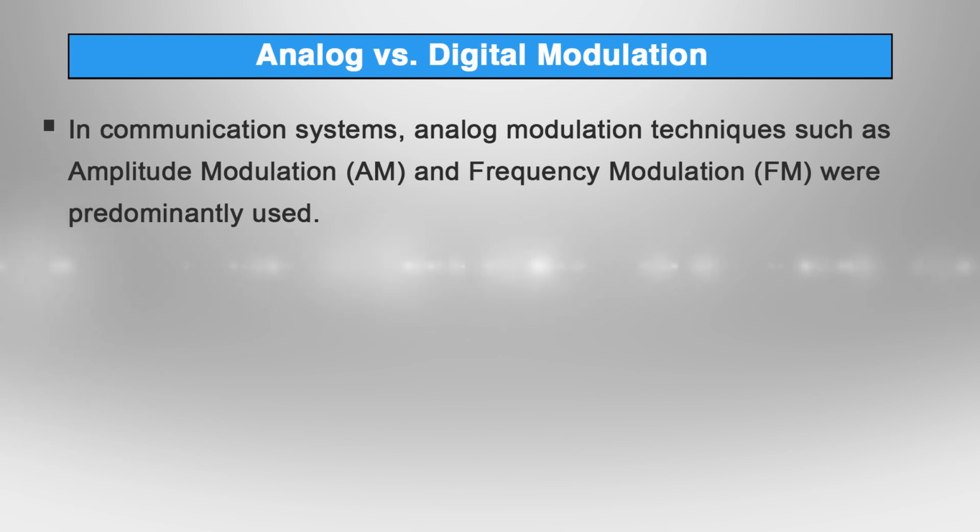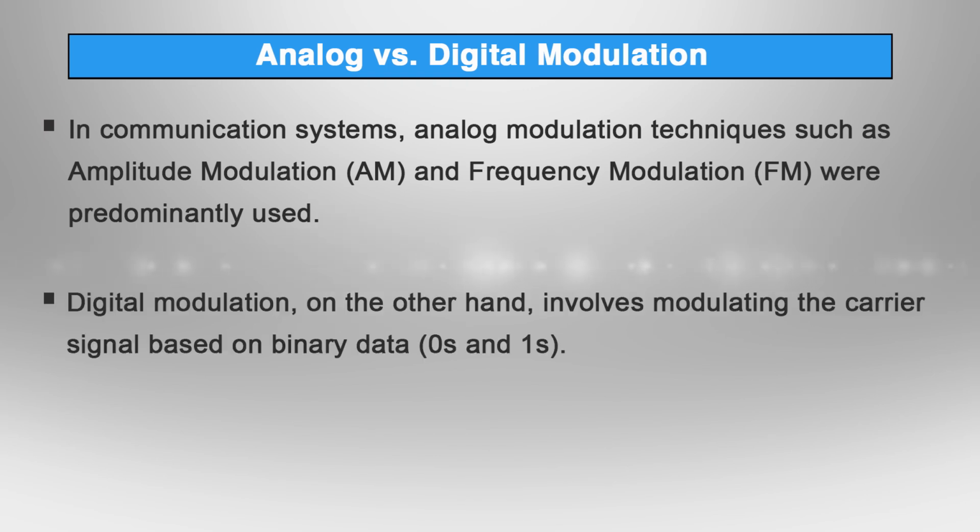Analog versus digital modulation. In early days of communication systems, analog modulation techniques such as amplitude modulation and frequency modulation were predominantly used. These techniques involve varying the amplitude or frequency of the carrier signal in accordance with an analog signal. While analog modulation was effective for its time, it has limitations in terms of noise resistance, bandwidth efficiency and data integrity.